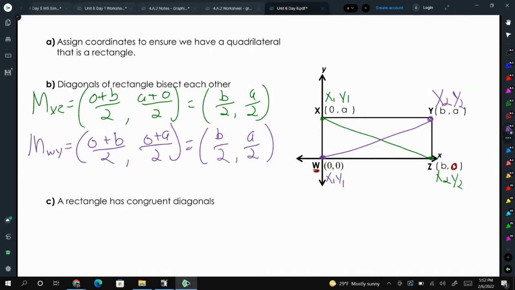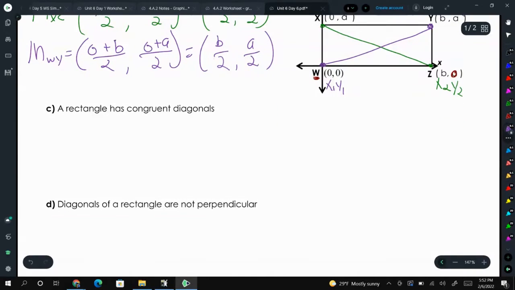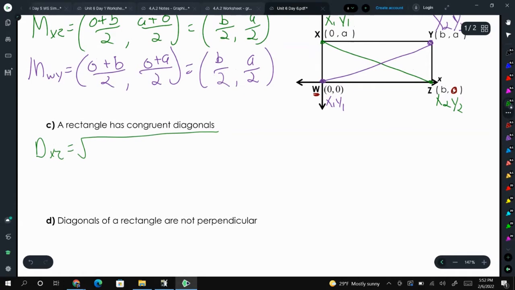So we already know that this is a parallelogram, because parallelograms have diagonals that bisect each other or have the same midpoint. So based off of that alone, we know this is a parallelogram, but we also want to show that this is a rectangle. A rectangle has congruent diagonals. So now we're going to find the distance of xz. We're going to do the distance formula. We already have our coordinates labeled, x1, y1, x2, and y2, so we can just use the formula.